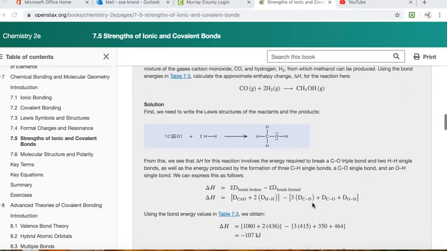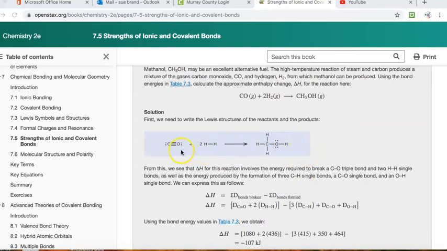Okay, so when you're doing these problems, I guess the hardest part, of course, is to write out the Lewis structure. And the next thing students will mess up is the number and the type of bonds between the atoms. Okay, so here we have three carbon-hydrogen bonds, one carbon-oxygen bond, and one oxygen-hydrogen bond. So it's listed out there. To find the enthalpy, it's the summation of the bond energy of the bonds broken minus the summation of the bond energy of the bonds formed.